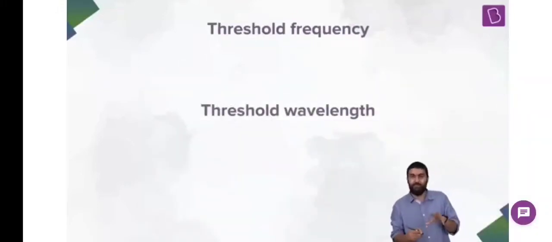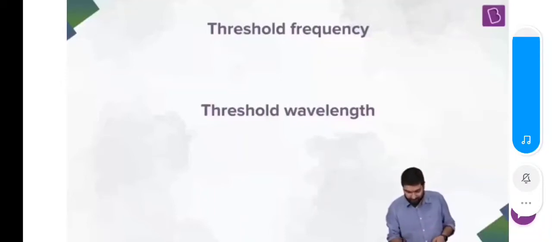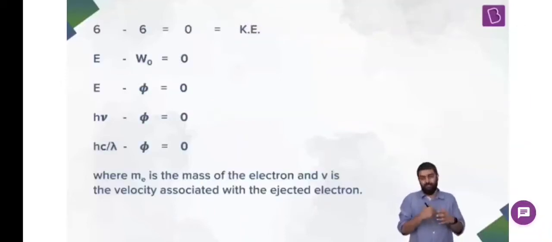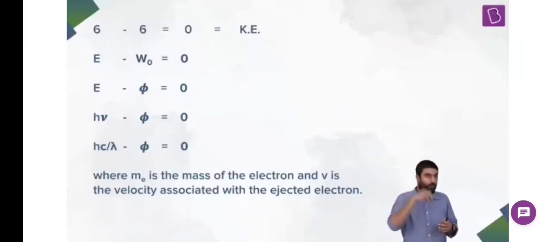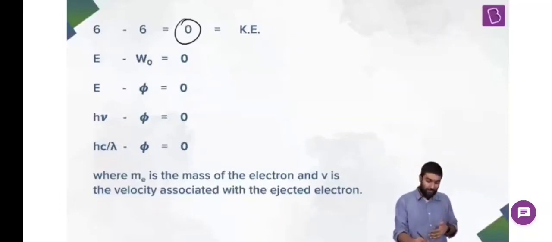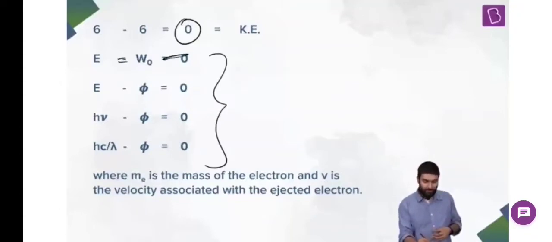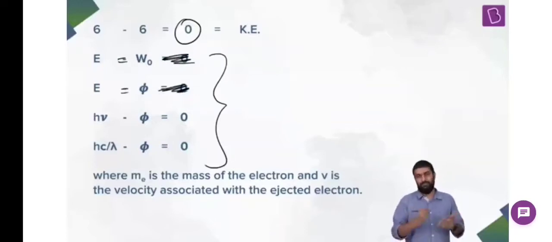Now, threshold frequency and threshold wavelength are two terms that we have to get comfortable with. Let's see about this. Let's say the electron required 6 and we also provided 6. In that case, the kinetic energy of the emitted electron will be 0. Now, if you transfer this into the equation format we have developed, you have provided work function equivalent of energy. Understand? We have provided work function equivalent of energy.